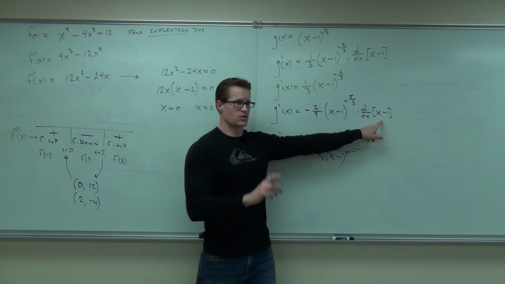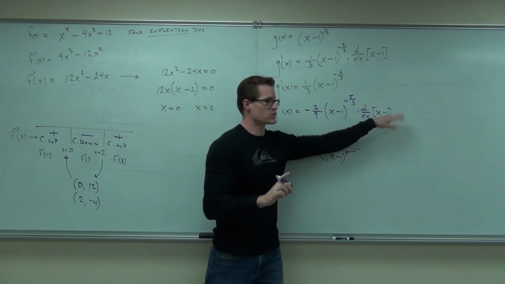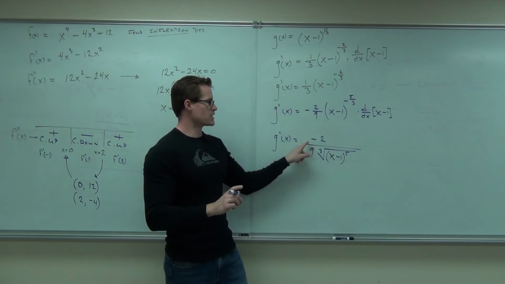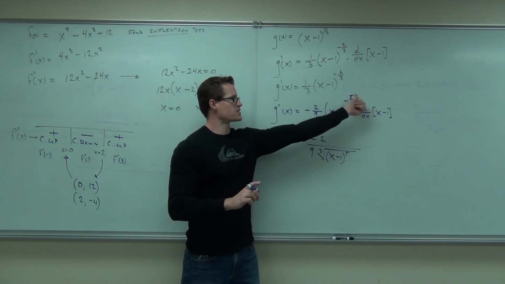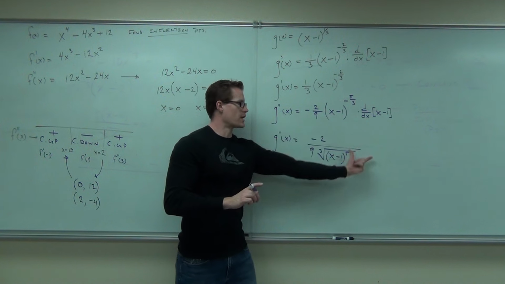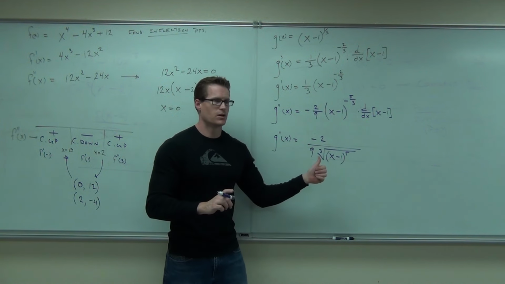We took the derivative and made sure it was 1, so that's not changing anything. That's pretty much gone. Negative 2 stays on the numerator. 9 is on the denominator. That negative exponent, that's power over root, but it's on a denominator. Power over root. Feel good about that one?